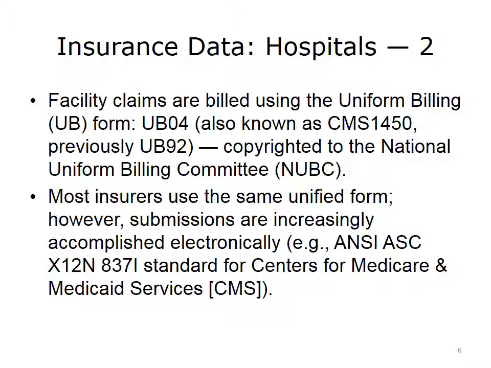Facility claims are usually billed using the Uniform Billing or UB form. More specifically, the UB04, also known as CMS 1450, previously UB92, which is copyrighted by the National Uniform Billing Committee, NUBC, is the main form used for hospital claims. Most insurers use the same unified form. However, submissions are increasingly accomplished electronically. For example, the Centers for Medicare and Medicaid Services, CMS, uses the ANSI ASC X12N 837I standard to receive hospital claims.